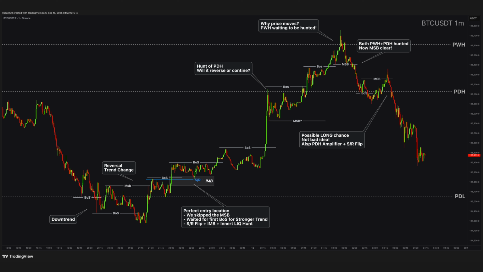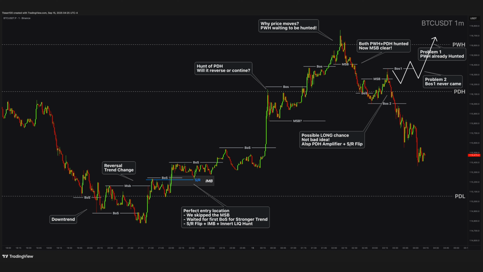It's not a bad idea because the PDH, the previous day high, acts almost like a strong amplifier for the move. But in these trades, there is one issue. The PWH, or the previous week's high, has already been hunted. Because of that, our upside targets are now much more limited. And this is exactly why I often say that waiting to see the first break of structure after a market structure break gives you more comfort and confidence in your trades. At that point, we know the trend change is more likely confirmed.